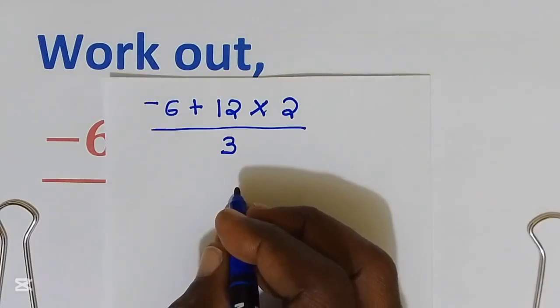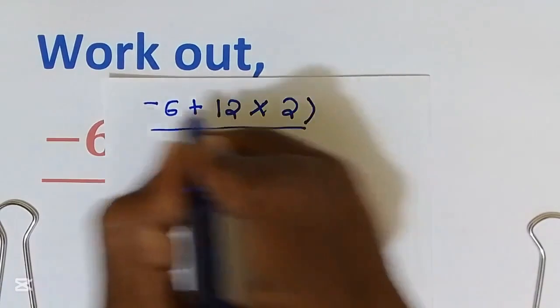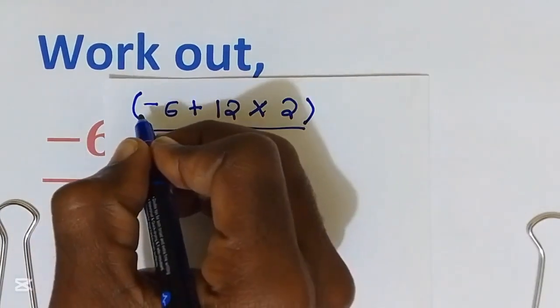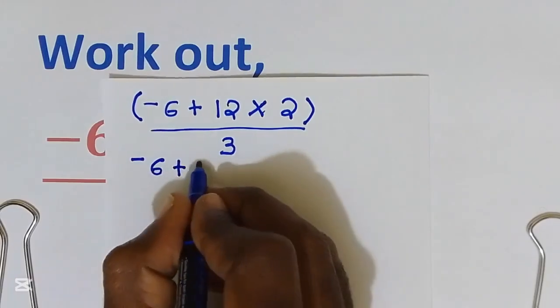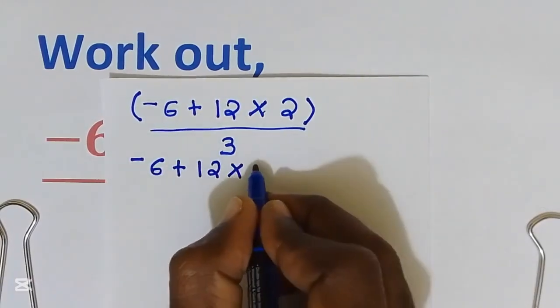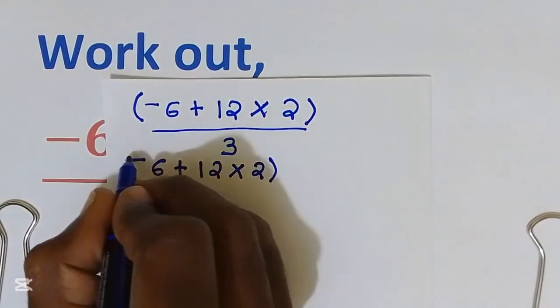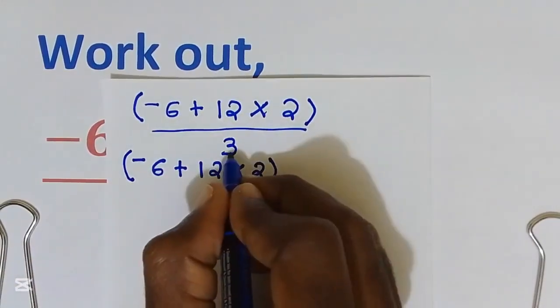First of all, I'm going to put the bracket on the numerator. It's going to be minus 6 plus 12 multiplied by 2 in the bracket, divide by 3.